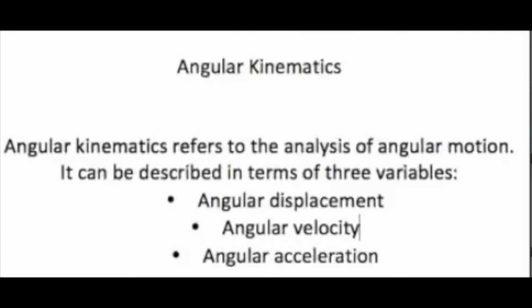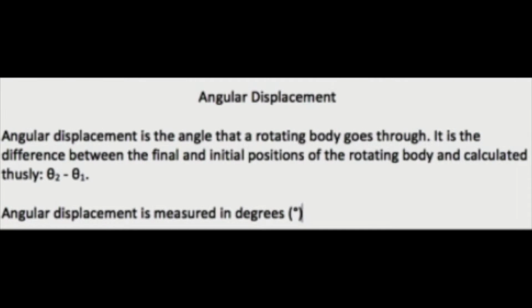Angular kinematics. This refers to the analysis of angular motion. It can be described in three variables: angular displacement, angular velocity, and angular acceleration. Angular displacement. This is the angle that a rotating body goes through. It is the difference between the final and initial position of the rotating body. It is measured in degrees.